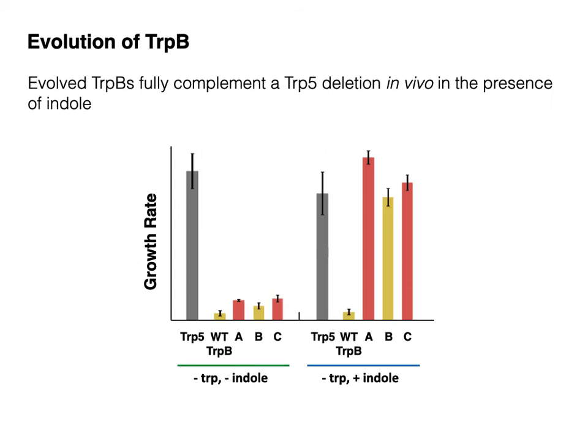The evolved TrpBs are indeed quite active. When we encoded them in a fresh strain to test their activities, we found that the evolved TrpBs could support full growth of the cells, matching wild-type growth rates represented by the gray TRP5 bars. This occurred only in the presence of indole, suggesting that evolved TrpBs were operating as desired.